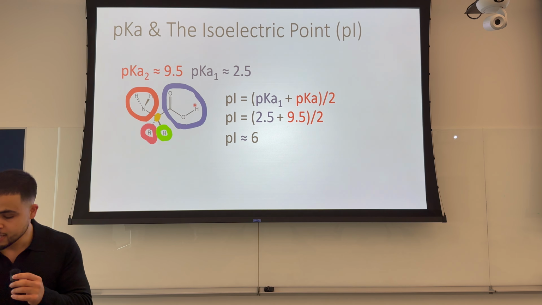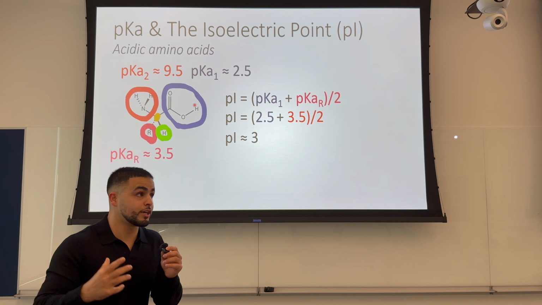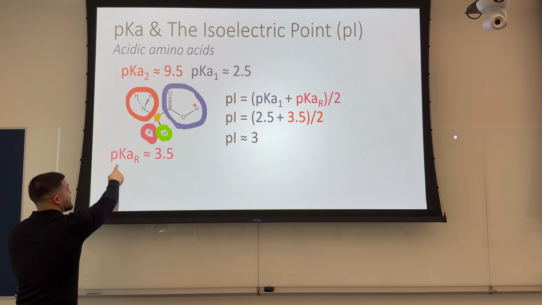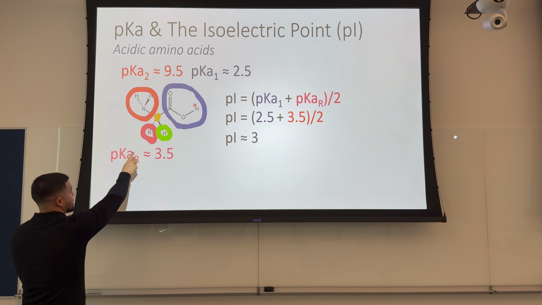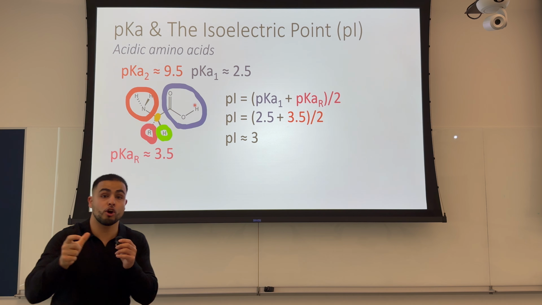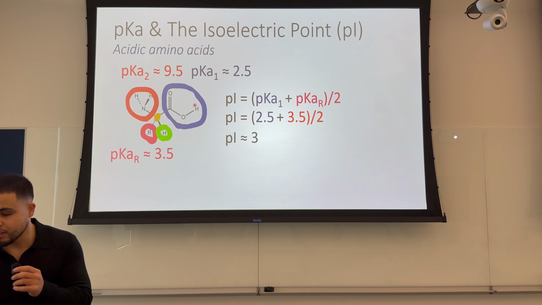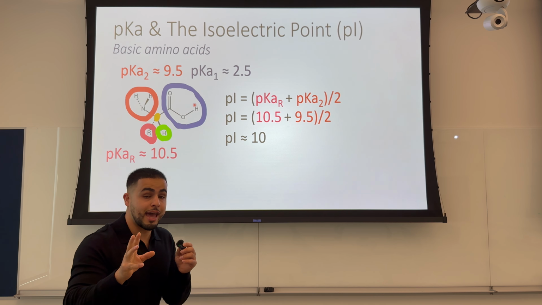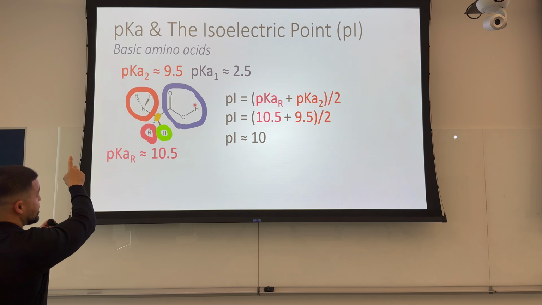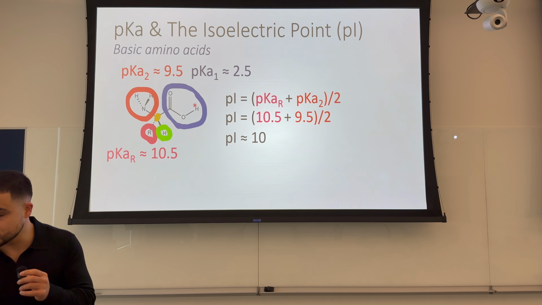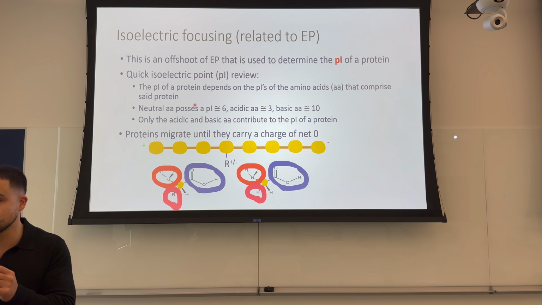So it's about 6. And then for acidic amino acids, you're going to take the average of the backbone carboxyl group and the pKa of your side chain. Because it's going to contain a carboxyl group also in its side chain, you're going to average those to get your pI. And then finally, for basic amino acids, you're going to take the average of the pKa of the amino group in the backbone and the pKa of the amino group in the side chain. So that was just a quick review on how you determine the pI values over here.